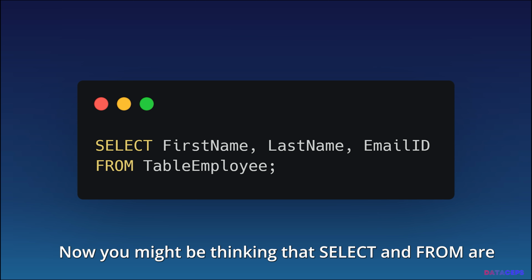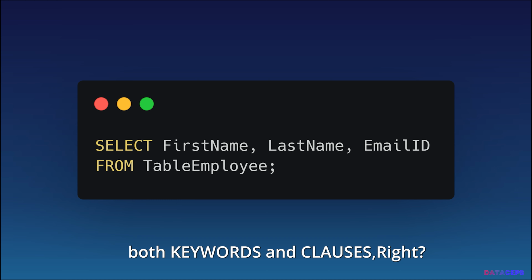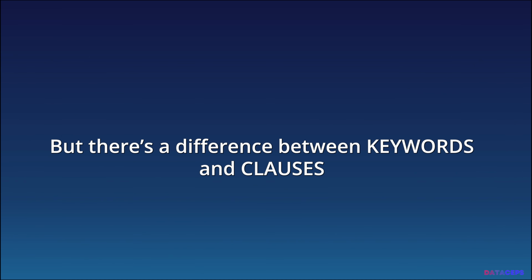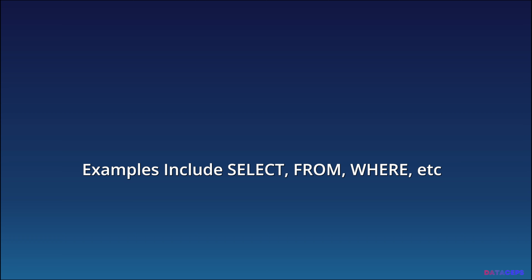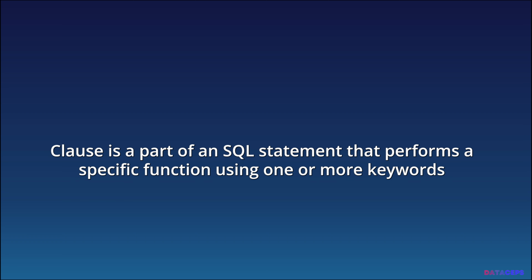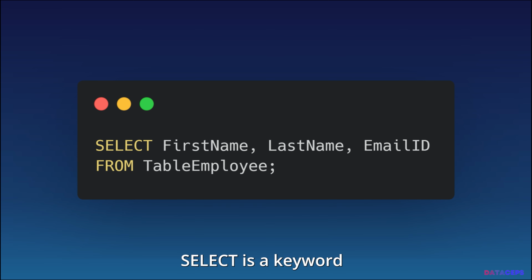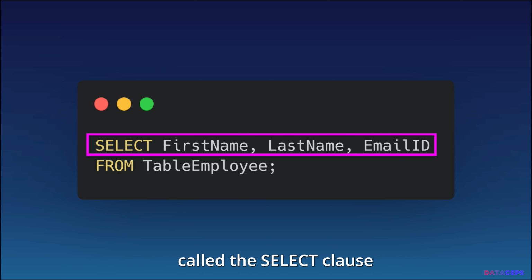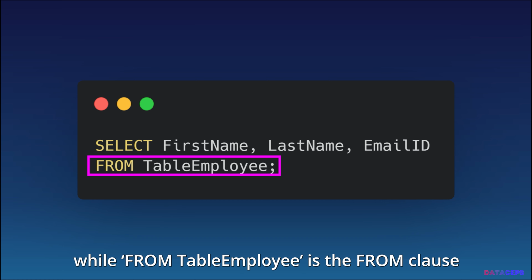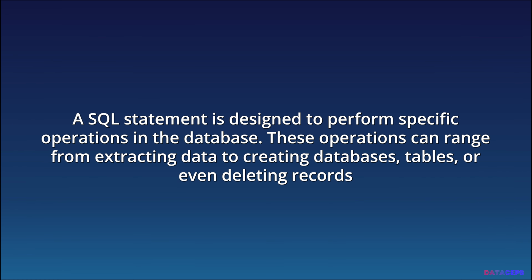Now you might be thinking that SELECT and FROM are both keywords and clauses, right? But there is a difference between keywords and clauses. Let me explain. A keyword refers to a reserved word in SQL used to perform specific operations. Examples include SELECT, FROM, WHERE, etc. A clause is a part of a SQL statement that performs a specific function using one or more keywords. For example, SELECT is a keyword. SELECT first_name, last_name, and email_id is a clause called the SELECT clause. Similarly, FROM is a keyword, while FROM employee is the FROM clause. A SQL statement is designed to perform specific operations in the database.